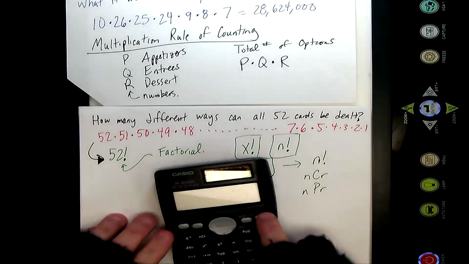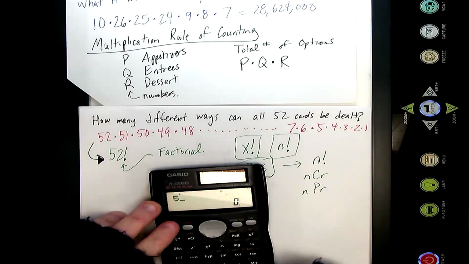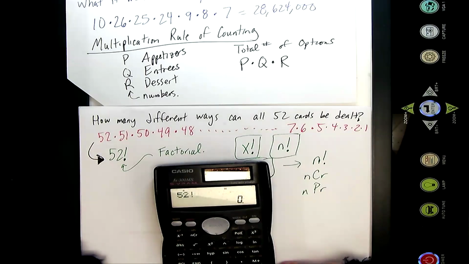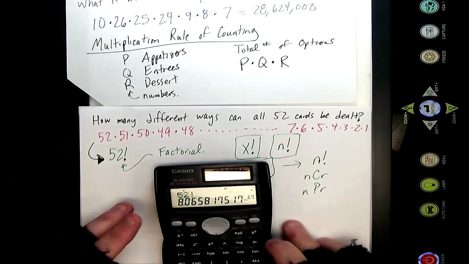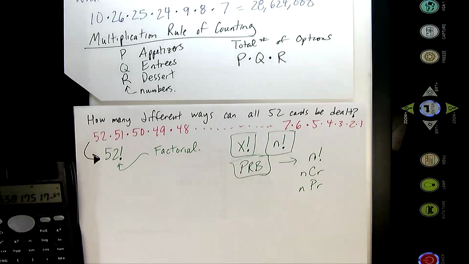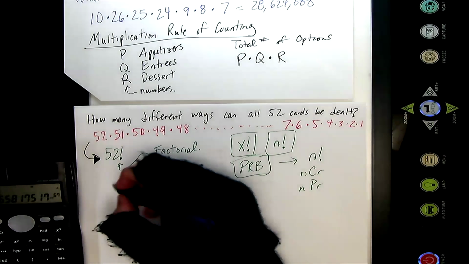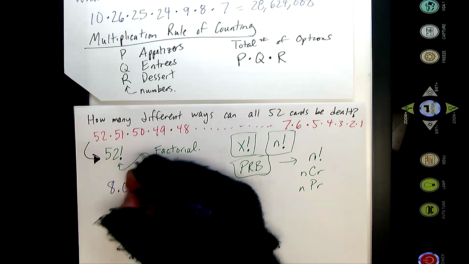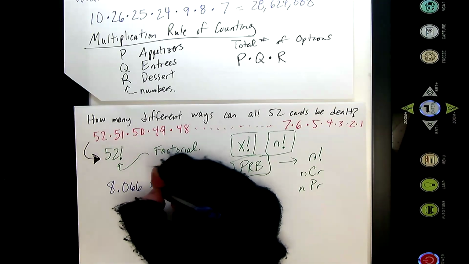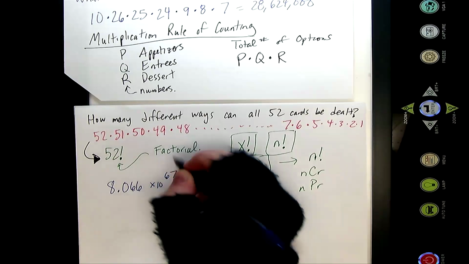So if I wanted 52 factorial, I'm probably gonna break my calculator if I do it. I don't even know if it'll go that high. If I do that, it says 52 exclamation point. If I hit equals, 8.06 times 10 to the 67. And just showing a couple decimal places, what it shows at the end of my calculator is a little tiny X10 and it says 67 like that.